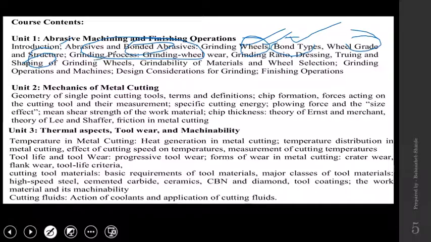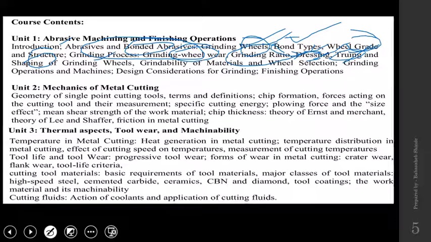Then we'll discuss the basic grinding process, grinding wear characteristics, grinding ratio, dressing and truing. Once that grinding wheel has become blunt or worn and we cannot use it further for machining, then we need to dress it, or truing is done. Truing is restoring the true shape of the wheel again. That process is called truing. Dressing means whatever blunt edge is on the wheel surface is removed to have fresh cutting edges. That process is called dressing.